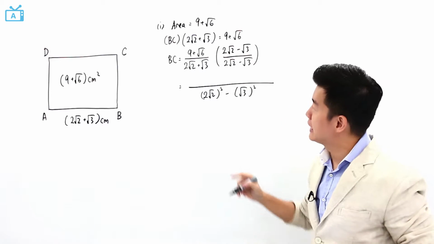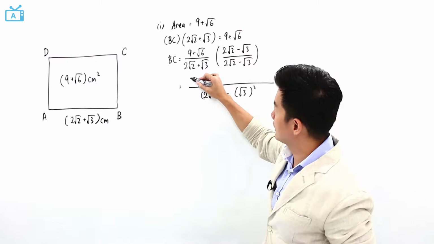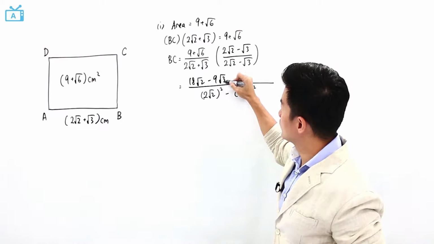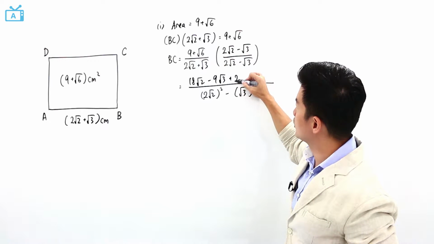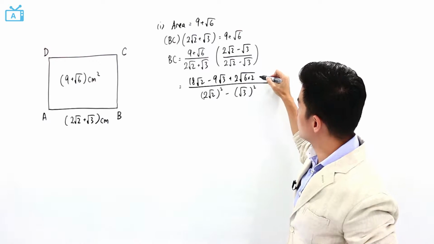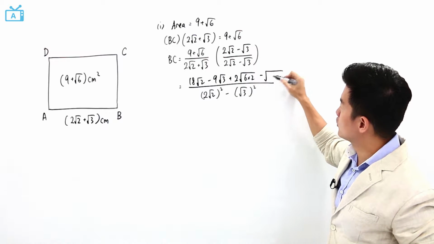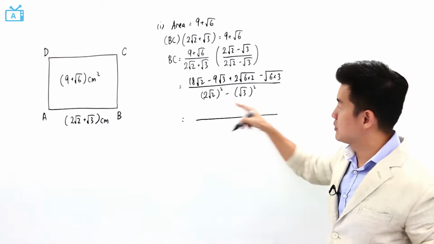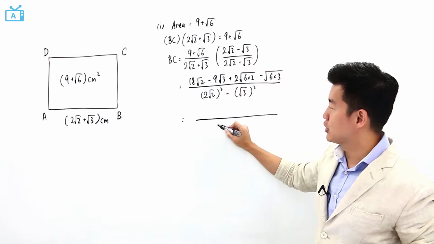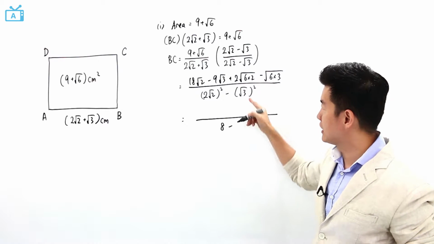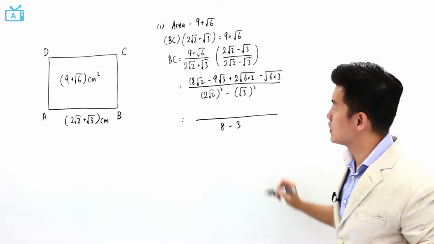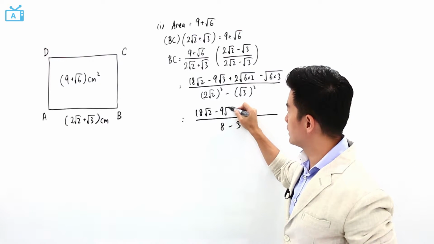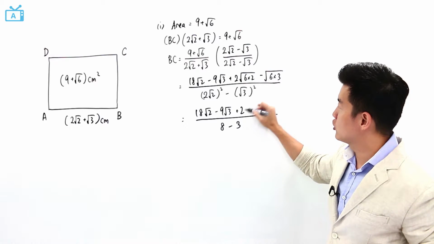As for the numerator, let's expand it term by term. This multiplied by this, 18 square root of 2. This multiplied by this, minus 9 square root of 3. And this is going to be 2 square root of 6 times 2, this and this, minus square root of 6 times 3. The denominator will just simply be 2 squared multiplied by 2. It is going to be 8 minus square root of 3 squared. This is 3.